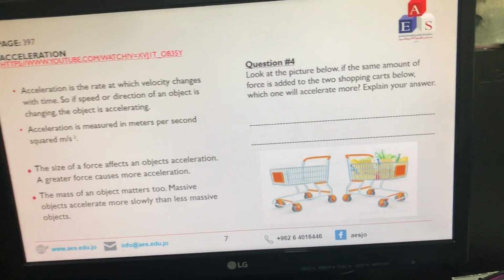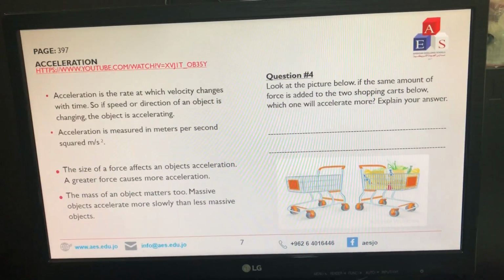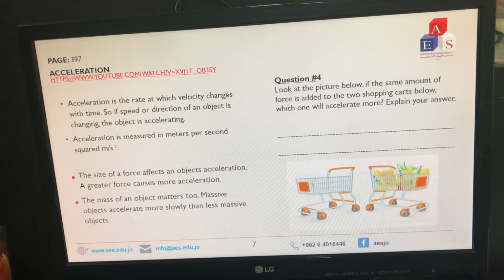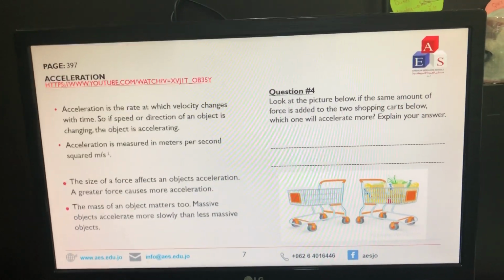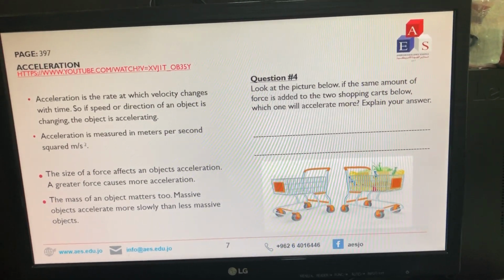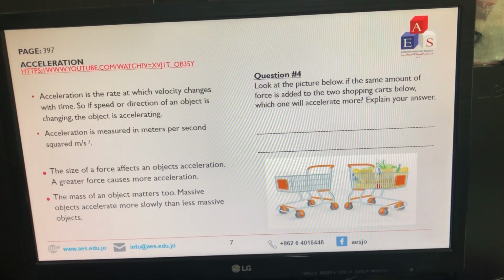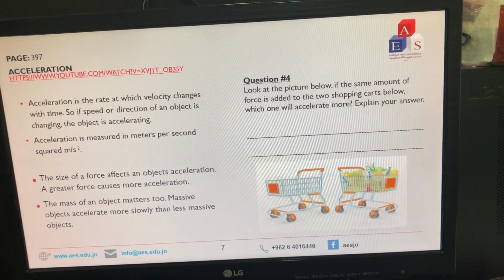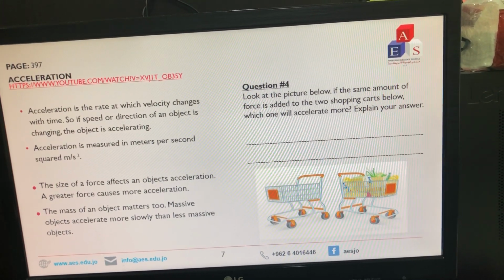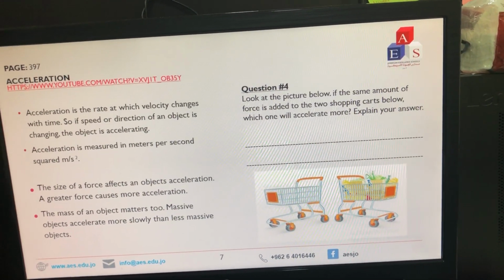Alright, page 397 now, acceleration. Also watch the video and then read the summary, and I'll be explaining it to you right now. Acceleration is the rate at which velocity changes. Grade 6, do you remember when we talked about velocity and we said it's basically a given speed with direction? Okay, so that means that there's acceleration acting on an object if the speed changes or the direction changes. So if an object's speed is changing or its direction, then that means the object has acceleration, or we can say the object is accelerating.